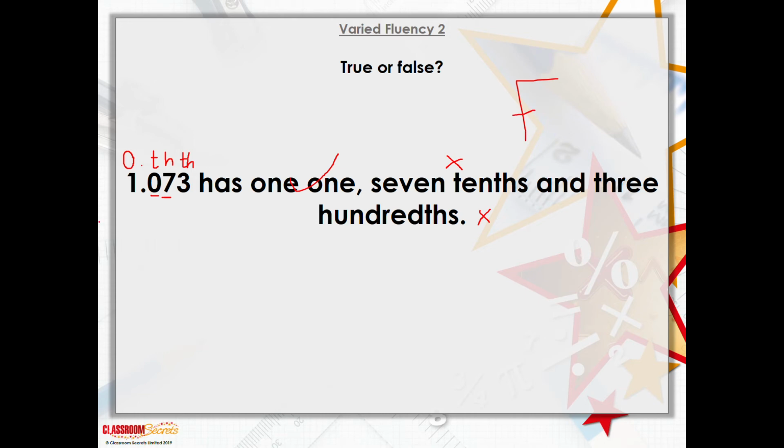What it does have is 1, 0 tenths, 7 hundredths, and 3 thousandths. So just have a read of a question like that carefully. And it would be handy if you labelled it using the place value columns, and then you'll clearly see whether it's true or false.